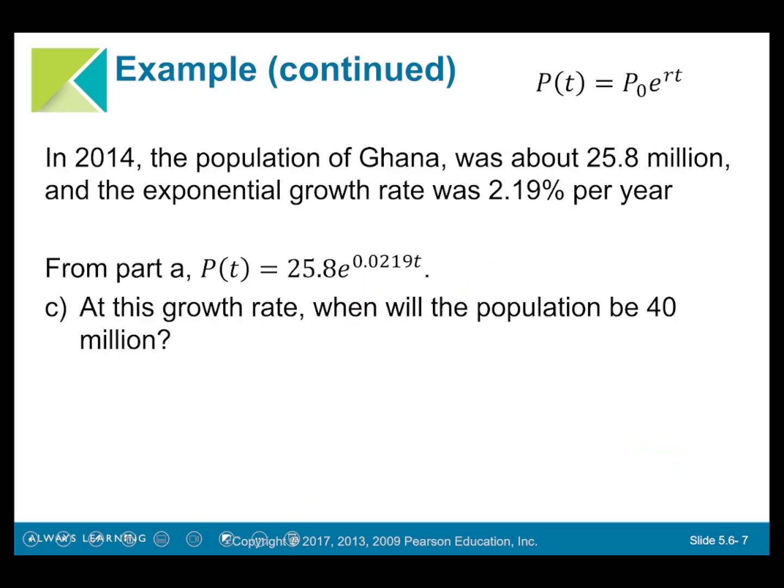Now for part C, we're asked to find when the population will be 40 million. And we have that equation from part A written down already. So basically, when will the population be 40 million? Well, what we got to do is figure out, when does this equation equal 40?